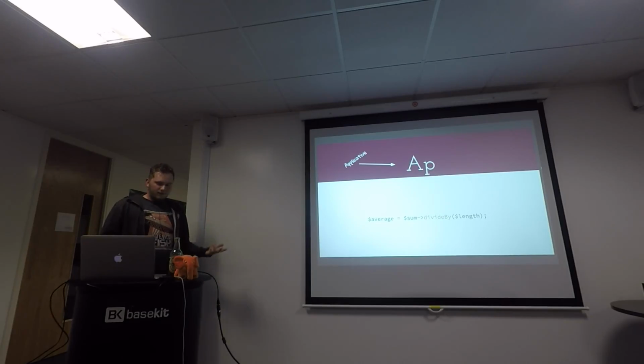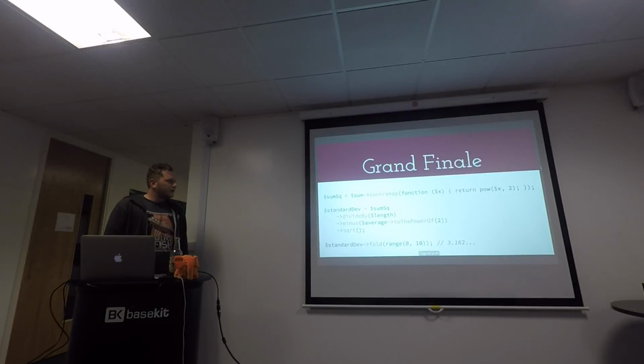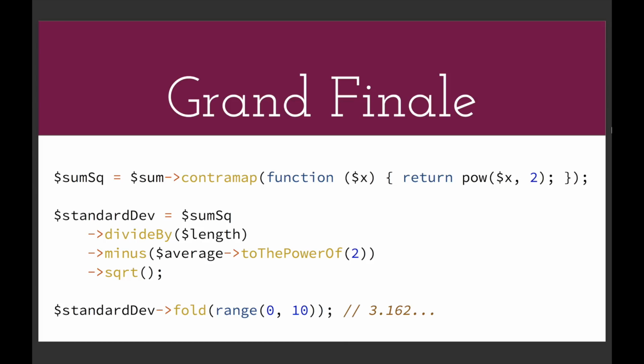And if you build enough of these boxes, as a grand finale, you can do actually quite complicated things. So you can say the standard deviation is all the numbers squared summed together, because we've got a contramap, divided by the length minus the average squared, square rooted. And the thing to remember is this only passes over the list once, from start to finish, collects all the values. We've never had to look at any of it.